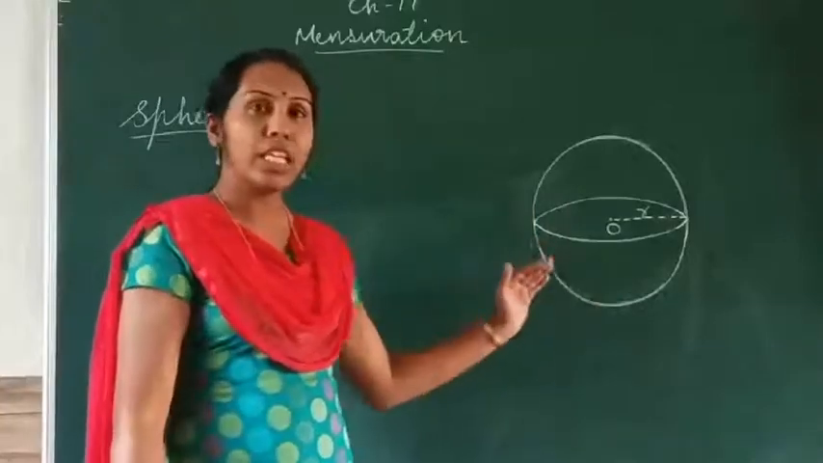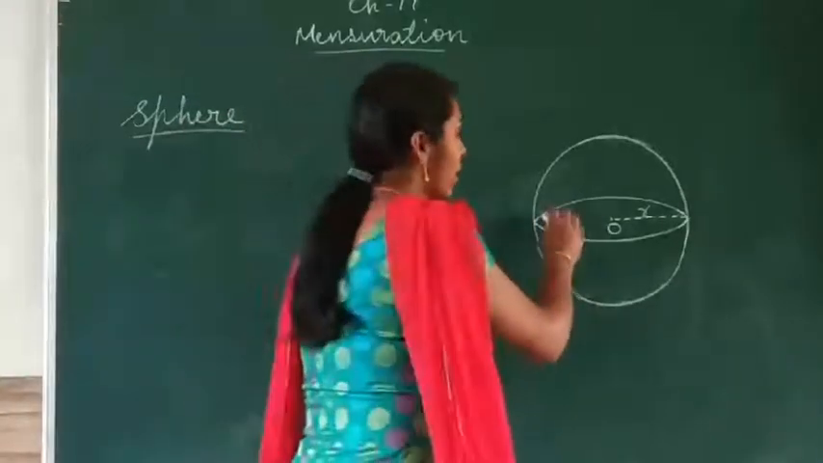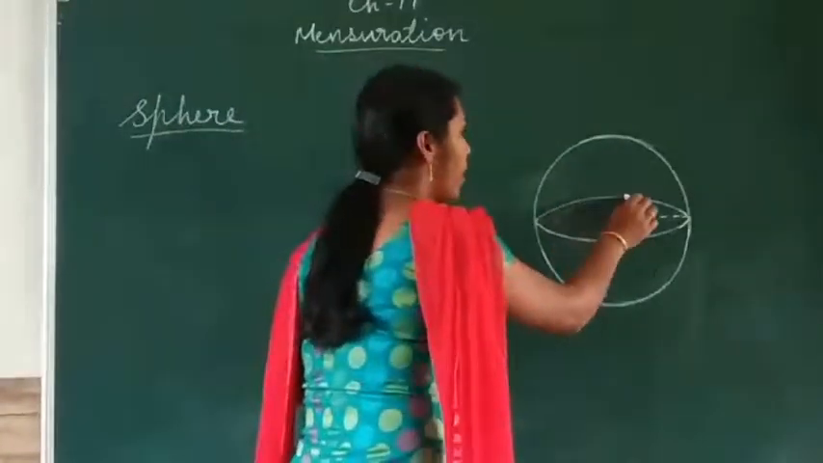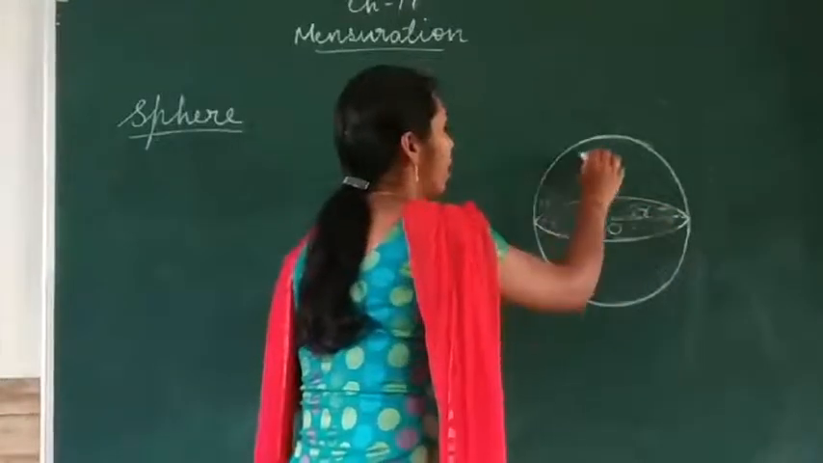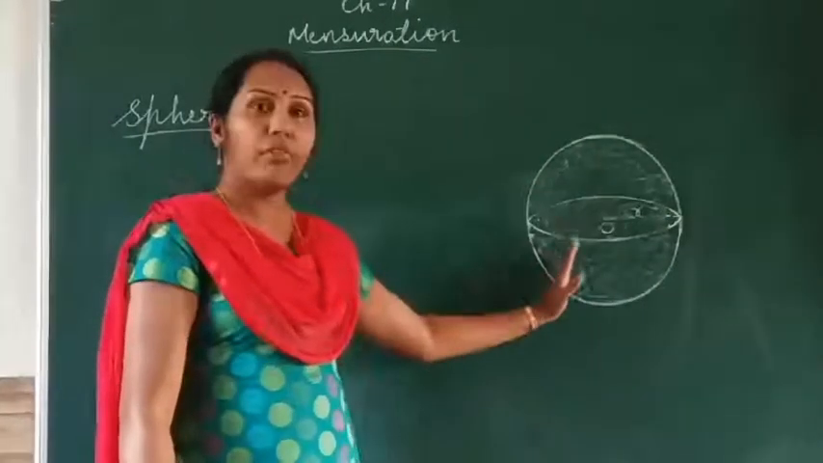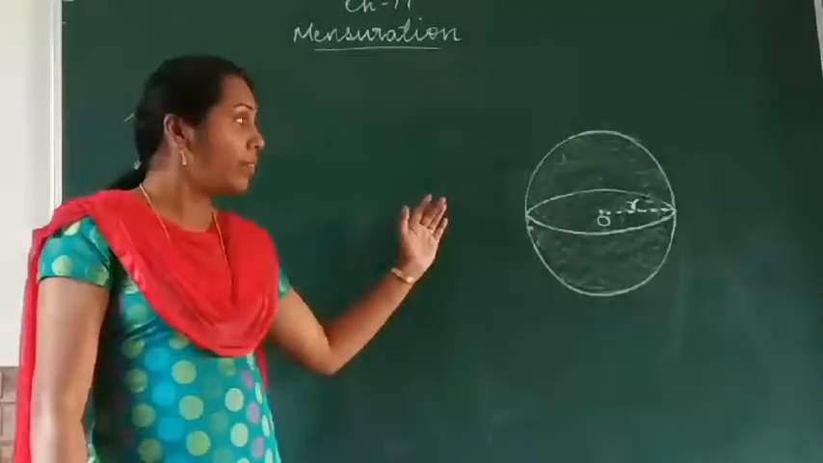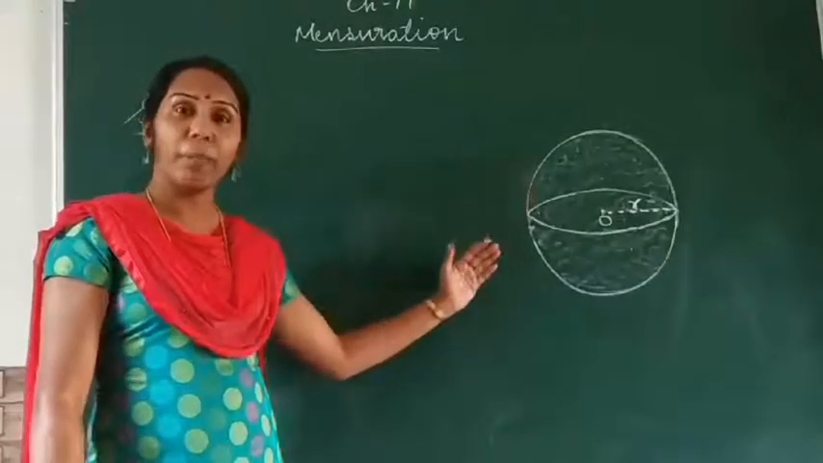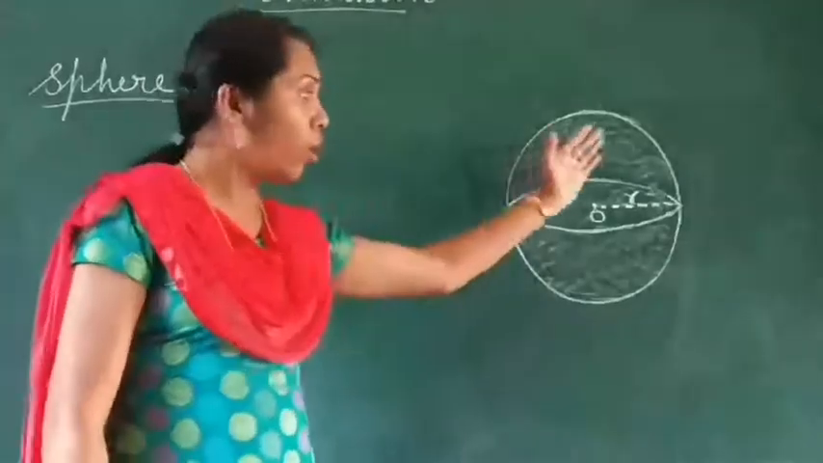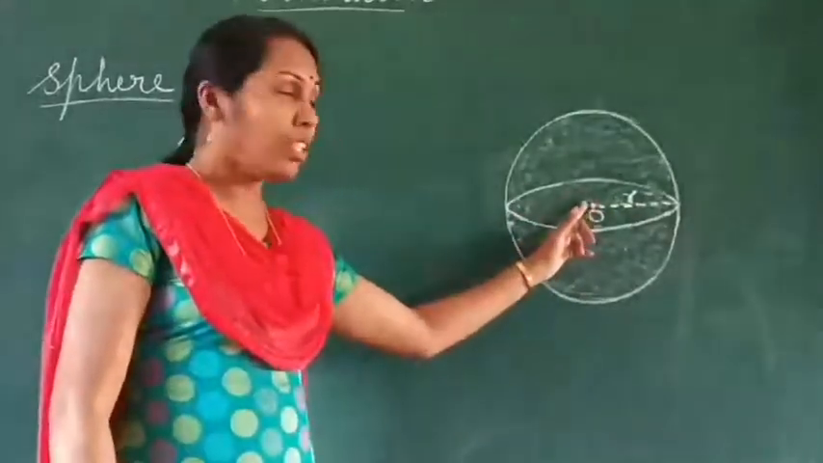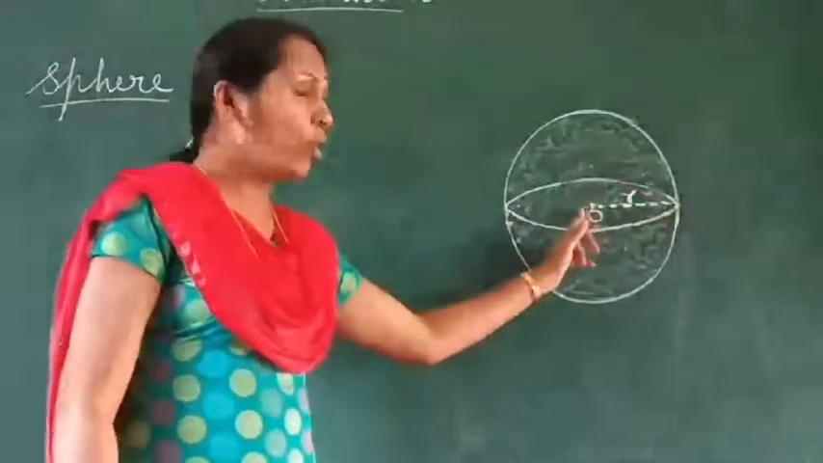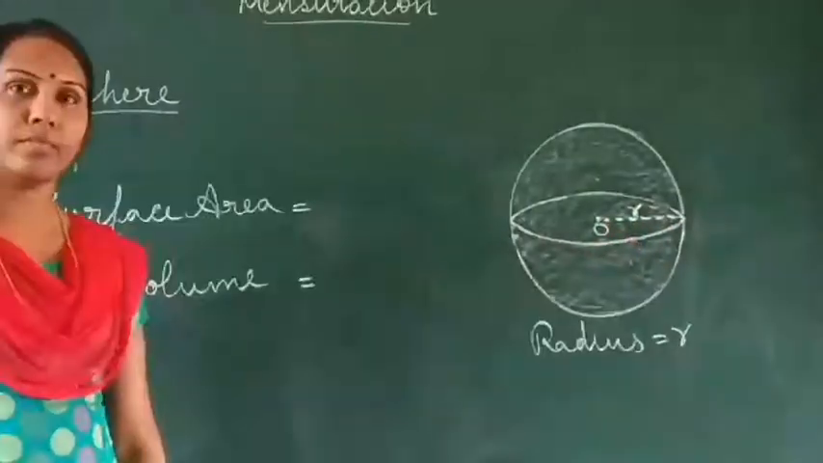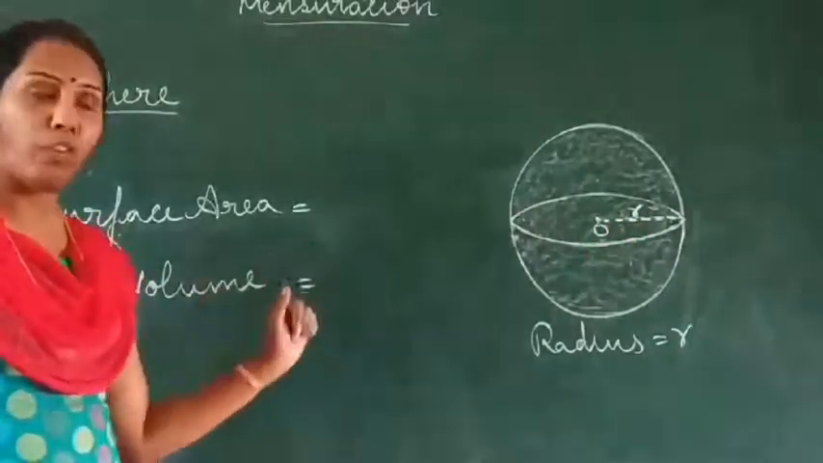And if a circular sheet is revolved about its diameter, then a solid sphere is formed. So, how can we define a sphere? Sphere is a three-dimensional figure made up of all points at a constant distance from a fixed point. The fixed point is called the center of the sphere and the constant distance is called the radius of the sphere. Now, how can we find out the surface area and volume of a sphere?